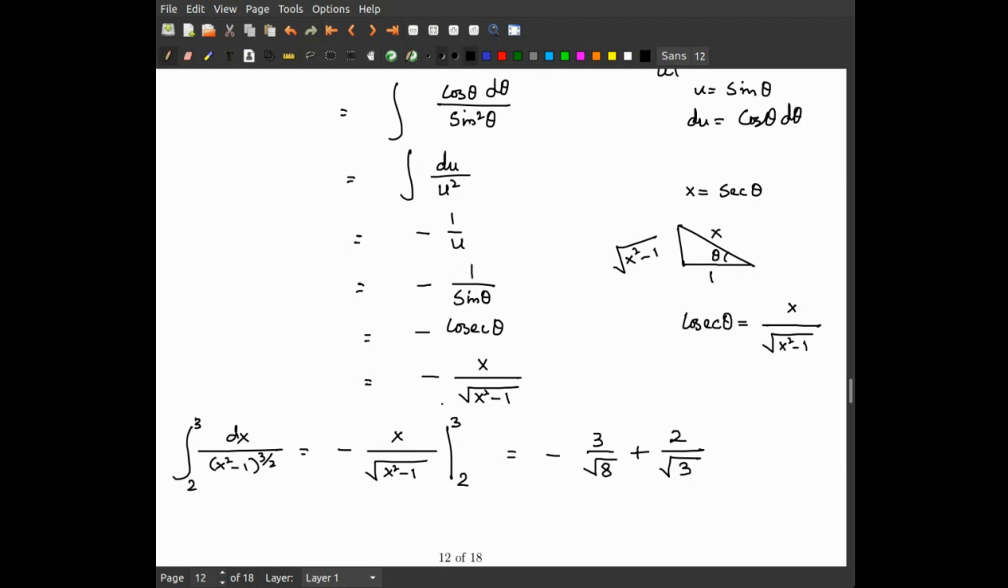Now in this case, do not take any more hassle. You can stop here and that is acceptable, because you can see the denominator is completely two different square roots. So we don't want you to make it one fraction. It is acceptable. You can stop here.